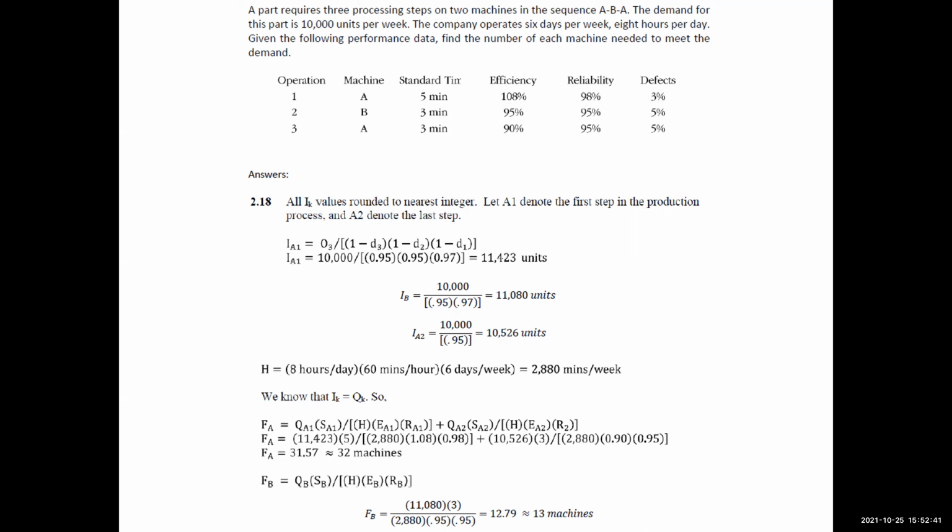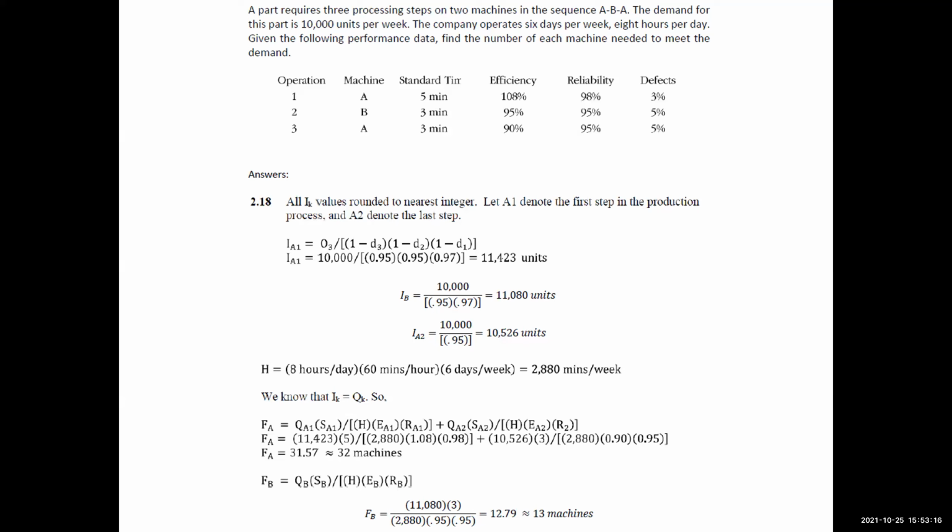We are trying to compute the input required for A1, the input required for B, and the input required for A2. Once we have that information, we can compute the number of machines required per machine type. So we found IA1 equals 11,423 units, the input for B is 11,080 units, and the input for A2 is 10,526 units.